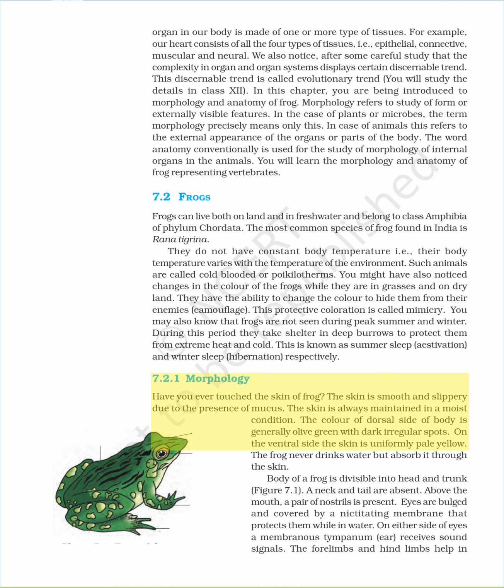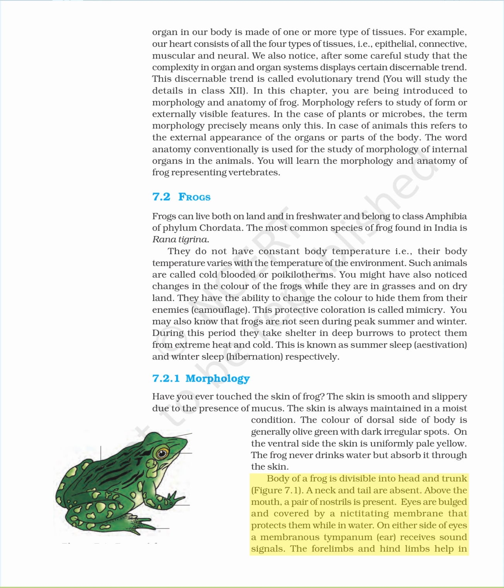7.2.1 Morphology. Have you ever touched the skin of frog? The skin is smooth and slippery due to the presence of mucus. The skin is always maintained in a moist condition. The color of dorsal side of body is generally olive green with dark irregular spots. On the ventral side the skin is uniformly pale yellow. The frog never drinks water but absorbs it through the skin.